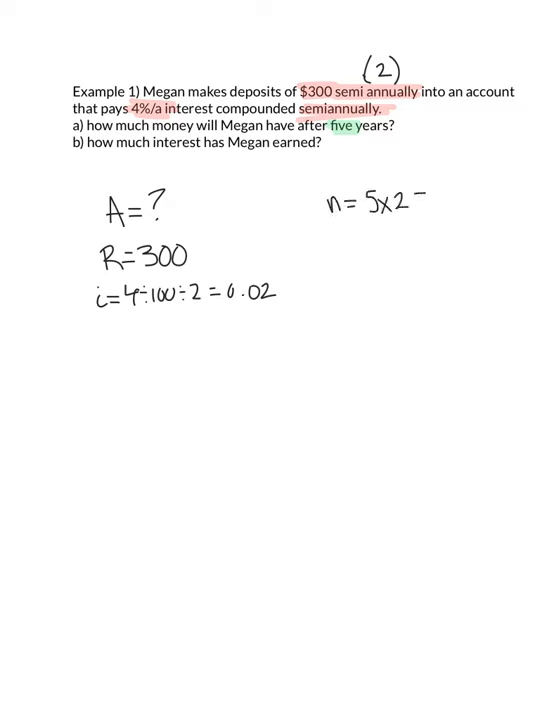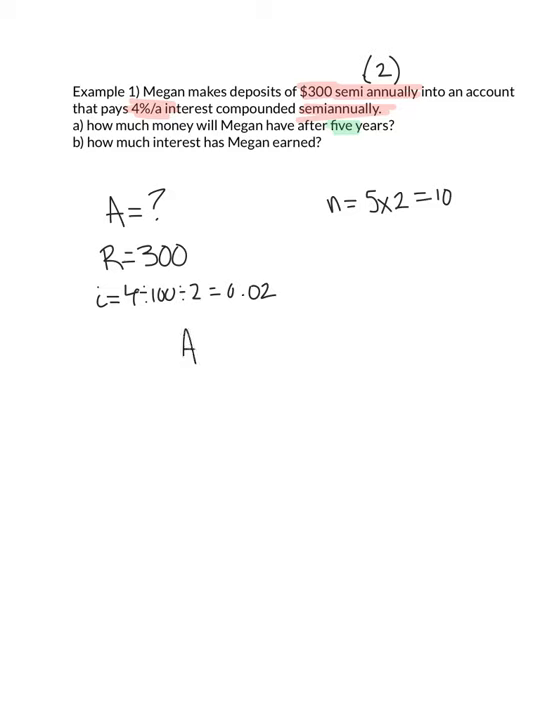Just to take inventory of what we have here. A says, how much money will Megan have after 5 years? So we're looking for our final amount. I do know that the recurring payment or the regular payment is $300. And I see the word semi-annually, so I know that means my magic number is 2. When I'm calculating my interest, I have 4% divided by 100 divided by 2, so 0.02. And for N, I have 5 years times that magic number of 2 to give me 10.